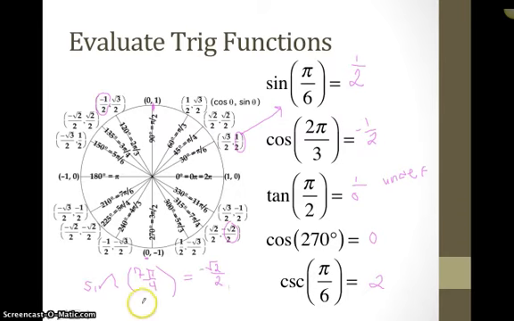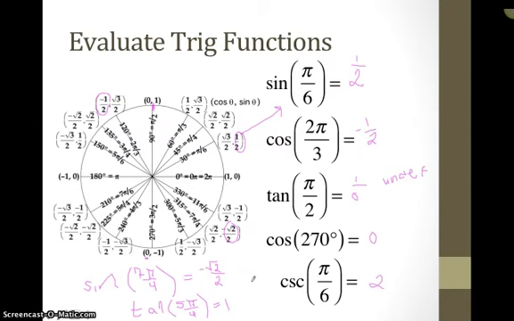Okay. I could also ask something like tangent of 5 pi over 4. And I can see here tangent of 5 pi over 4 is y divided by x. I see negative square root of 2 over 2 over negative square root of 2 over 2. So I get out 1.